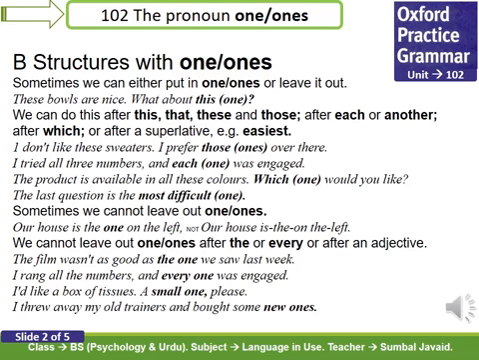I tried all three numbers and each one was engaged. We can skip here. One can be skippable here. Okay, we can use even numbers, and we can use one, and we can skip both. The product is available in all the colors. Which one would you like? Okay, here is the same point. We can use one, and we can even skip it.